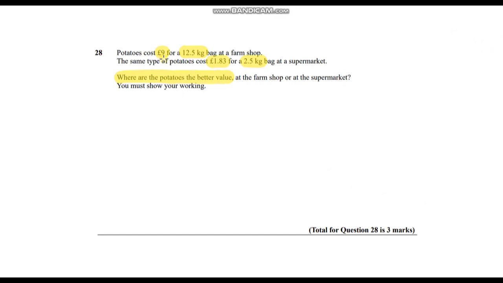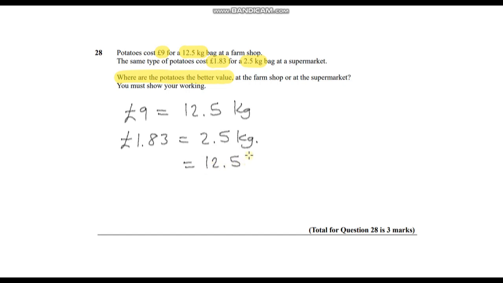So it's £9 for a 12.5 kilogram bag. Let's write that down. So £9 for a 12.5 kilogram bag, or £1.83 for a 2.5 kilogram bag. So let's think about the 2.5 kilogram bag. If we equate the mass of each packet of potatoes, let's work out how much it would cost from the supermarket if we were to get 12.5 kilograms.